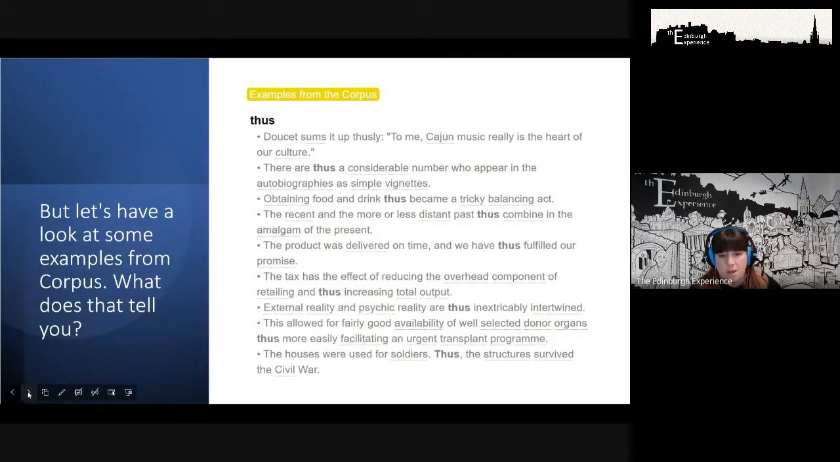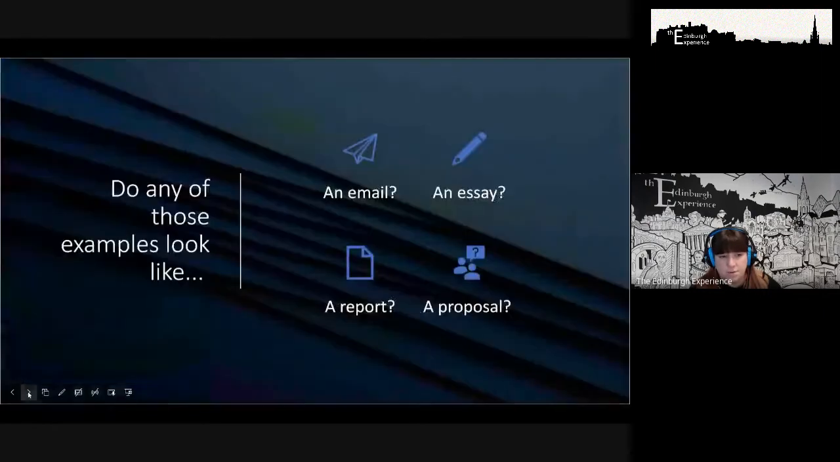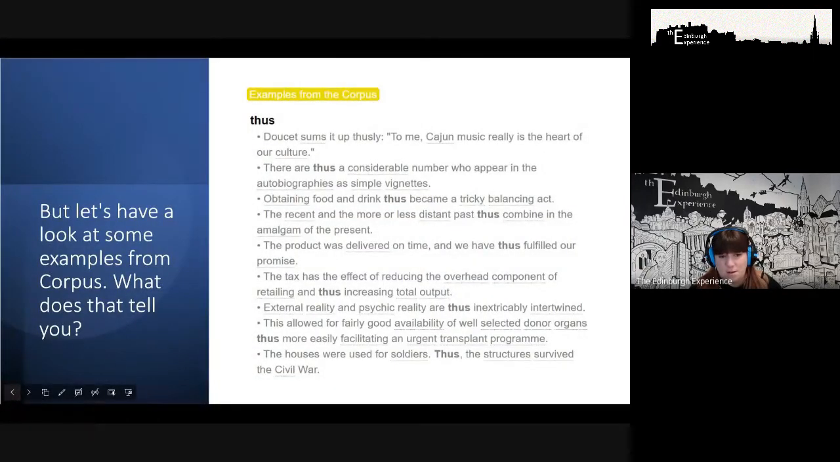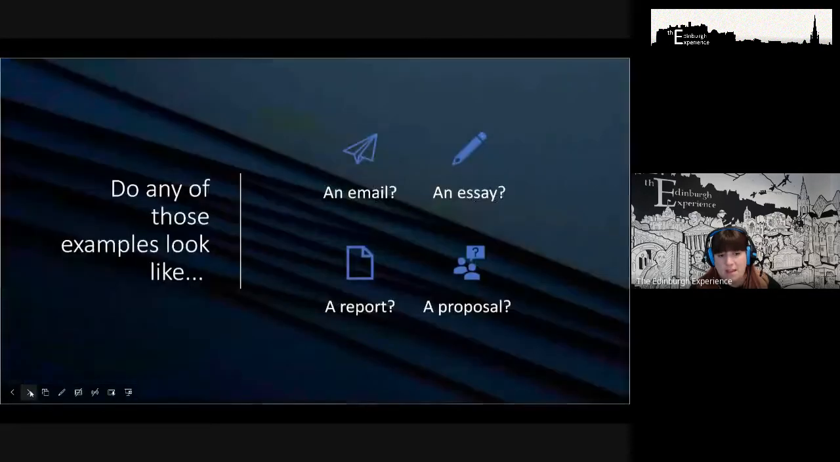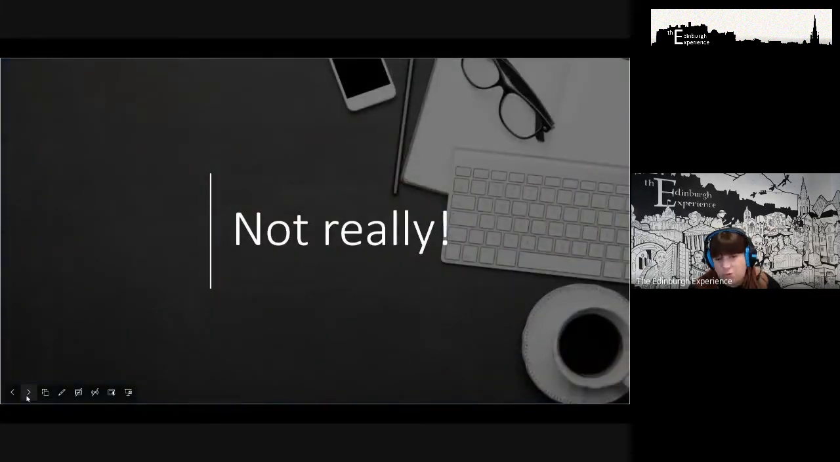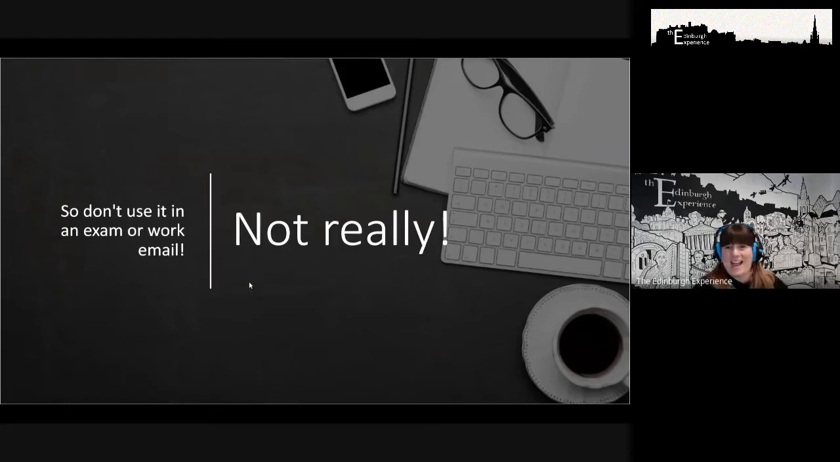Okay. So if we look at those examples, did any of those examples look like any of these kinds of texts? Did any look like an email or an essay or a report or a proposal? Yeah? Have a look again at that. If we're thinking about these four very commonly tested kinds of writing in exams, the answer is not really, yeah? Okay, so thus is something that will appear in academia quite often.